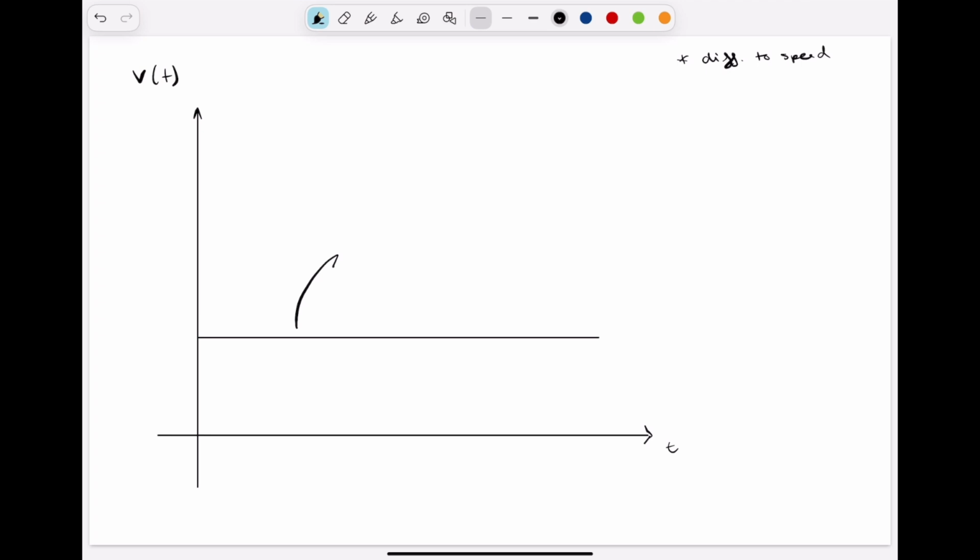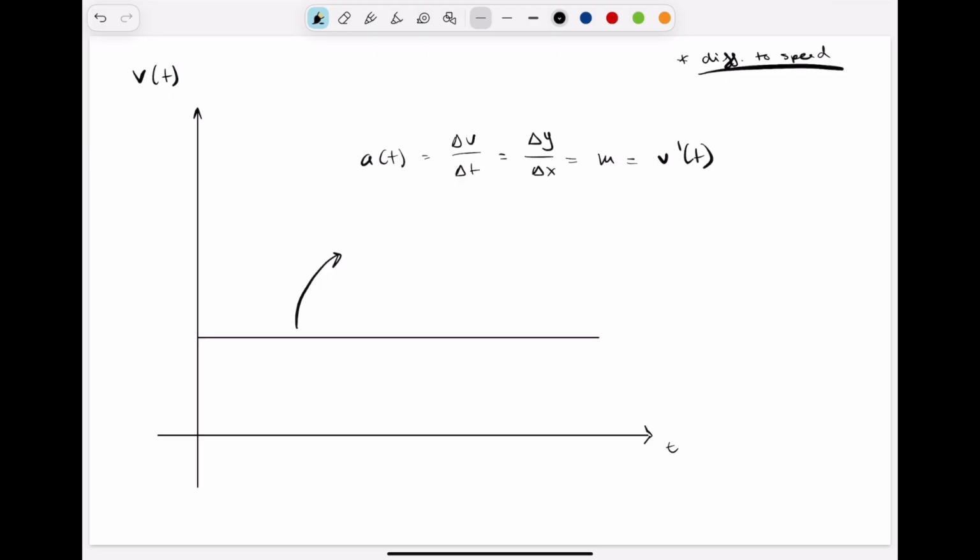And again, let's try to link this to our derivatives. Acceleration is equal to the change in velocity over the change in time. And in this case, this is going to be equal to our change in y over our change in x, aka our slope or our gradient, which is equal to the derivative of our velocity.